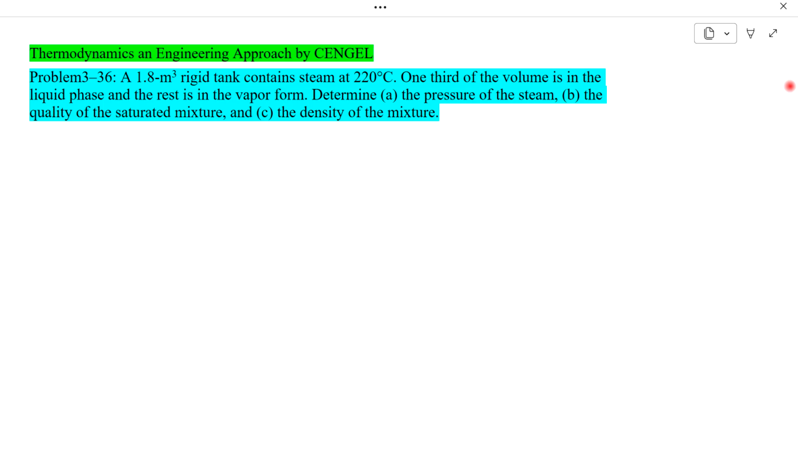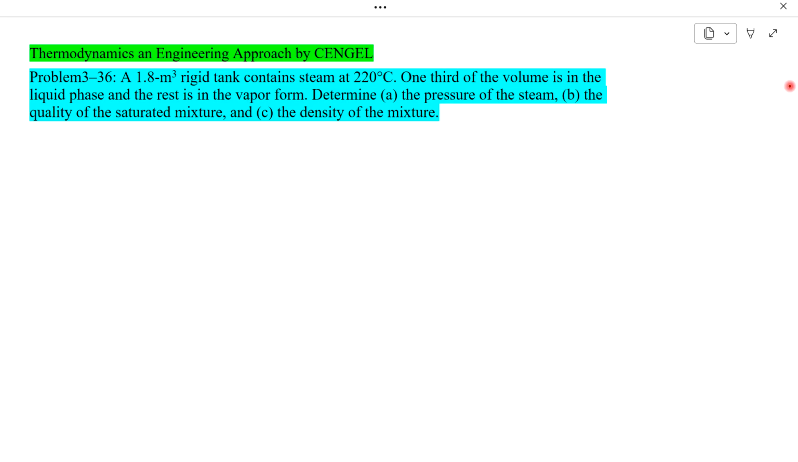The statement of the problem is: a 1.8 meter cube rigid tank contains steam at 220 degrees centigrade. One third of the volume is in the liquid phase and the rest is in the vapor form. Determine A, the pressure of the steam, B, the quality of the saturated steam, and C, the density of the mixture.